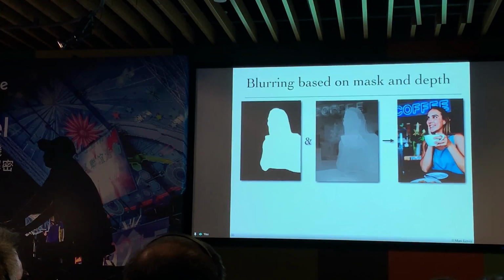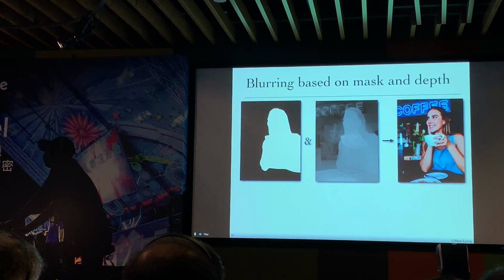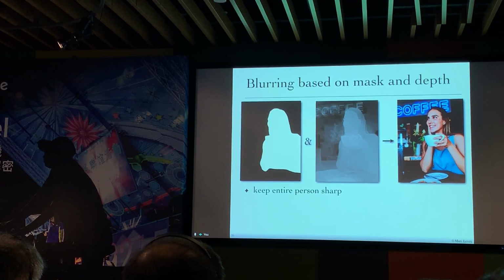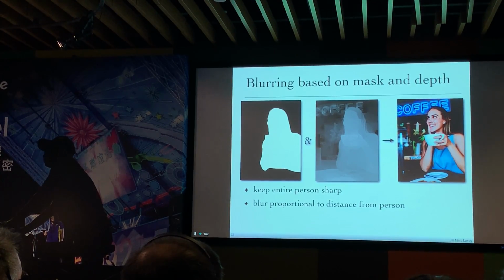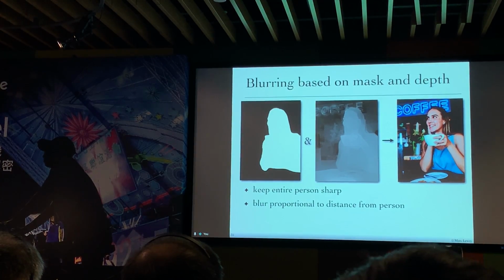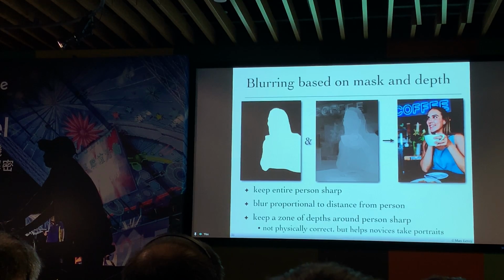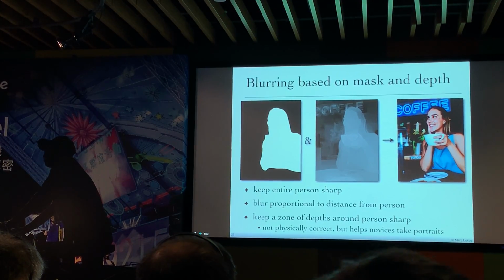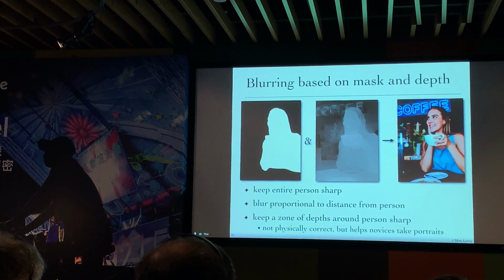Okay, now let's combine them. We've got a person segmentation, we've got a depth map, we can use it to produce a defocused image. The rule is keep the person entirely sharp, blur in proportion to the distance from the person using the depth map. And what we do that is not realistic at all is we keep a zone of depths around the person completely sharp. It's not physically correct, but it helps non-experts to take good pictures. If you have an SLR, you know that it's very hard to take a shallow depth of field image. You have to focus on the eyelashes, and then the nose might be out of focus. This helps novices take better pictures.